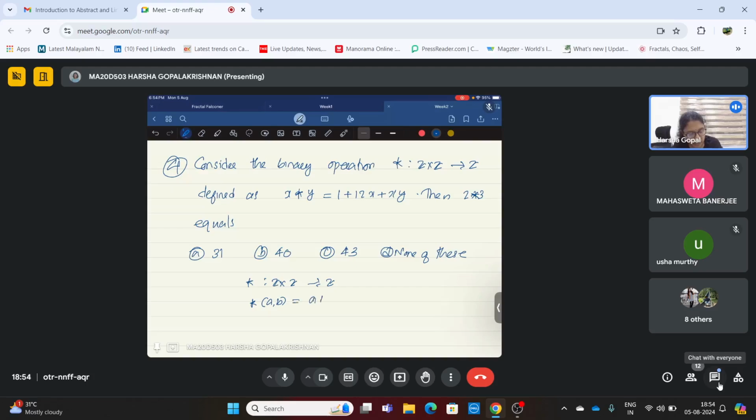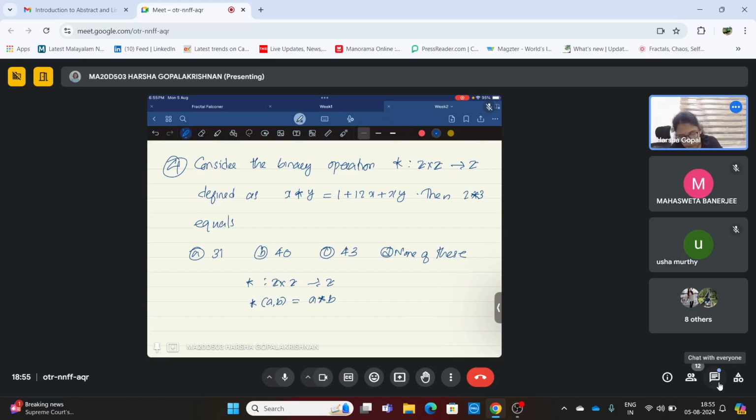Usually we will denote it as A star B. Star is actually a function from Z cross Z to Z. Star of (A, B) we will define as A star B. Usually we will take star as either addition or multiplication or composition, something like that. Here they have defined how x star y is defined.